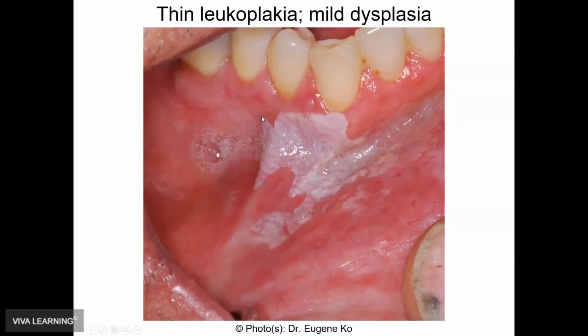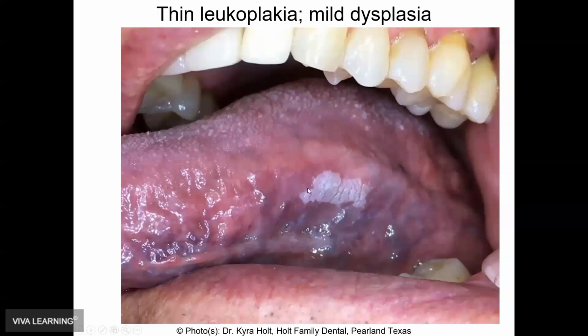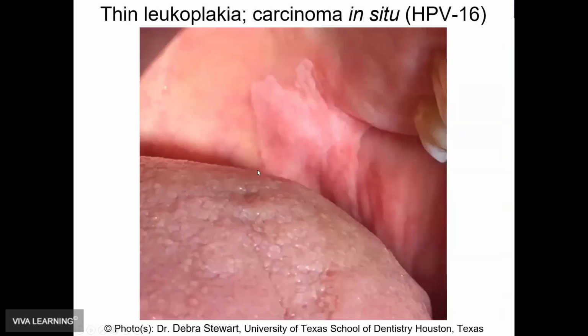But this lesion, there's no other thing it could possibly be other than a white patch. So this is true leukoplakia. It's very sharply demarcated. You'll appreciate in these pictures, leukoplakia is often fissured. That requires biopsy. Here's another sharply demarcated lesion, non-smoker, non-drinker, still needs a biopsy. This was mild dysplasia. Very thin leukoplakia, but here's why we always still biopsy. This was carcinoma in situ.